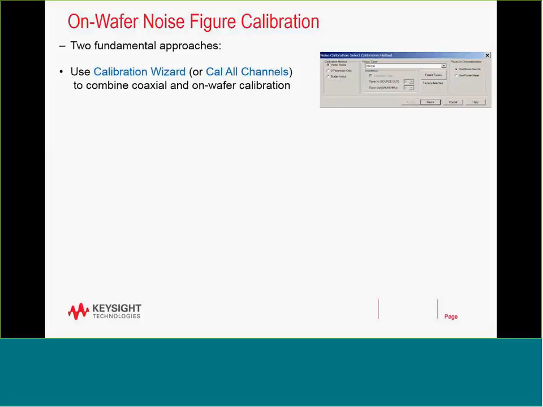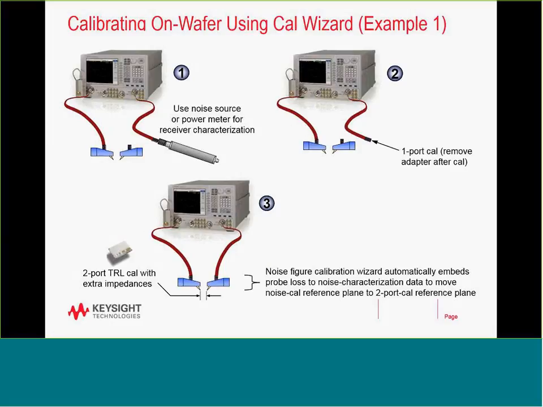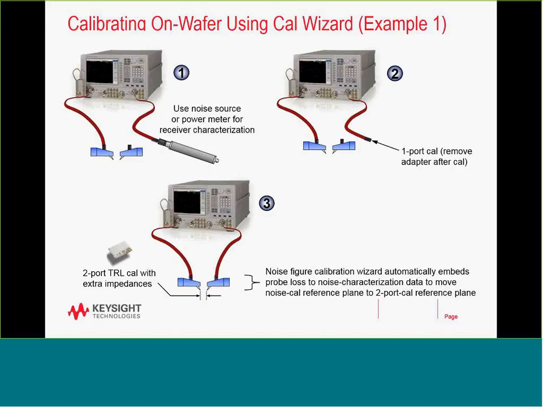So for wafer calibrations, there are two fundamental approaches: using the cal wizard to do a cal of all channels and then calibrating at the coax interface, and then de-embedding the probes. All of the embedding that was available in S-parameters is also available for the noise figure technique. You can extend your noise figure plane all the way out to your device, either on wafer or through fixtures and so on.